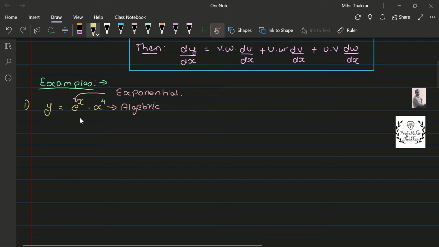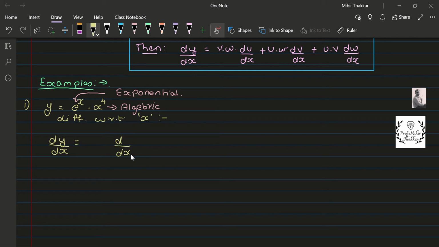So when I want to apply the rule, I have to first of all say over here, differentiating with respect to x, so derivative of y is dy by dx. Now as we already know the rule, I have to first take the derivative of u. So I will take d by dx of u, that is e raised to x, and this x raised to 4 will be left as it is, plus in the second case I have to take the derivative of v, which is x raised to 4.